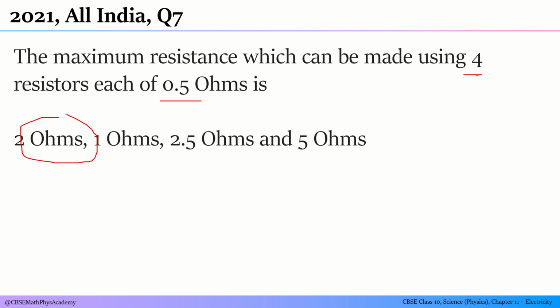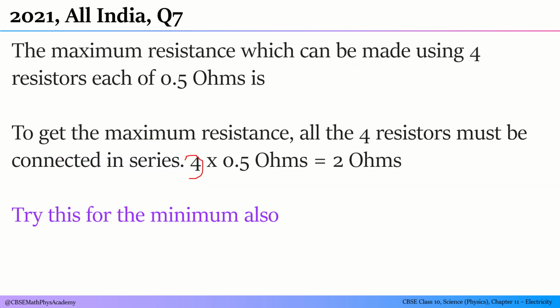Just as practice, you can try this for minimum also. For minimum, it becomes a parallel connection, not a series connection. The resistance is given by 1 by R is equal to 1 by 0.5, written 4 times. Whatever you calculate is the lowest or minimum resistance.